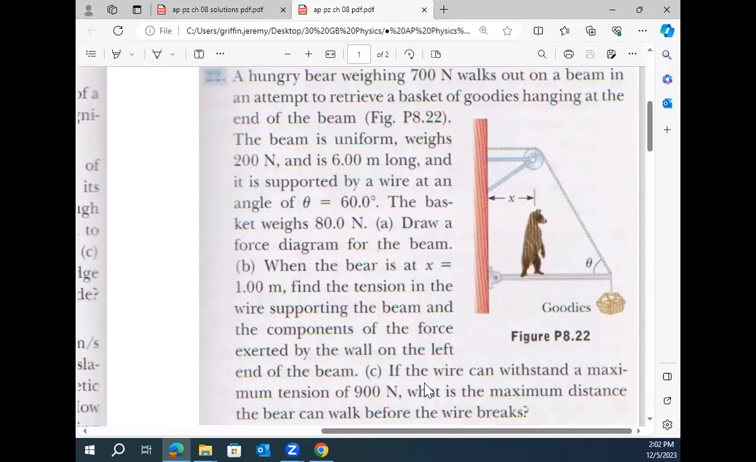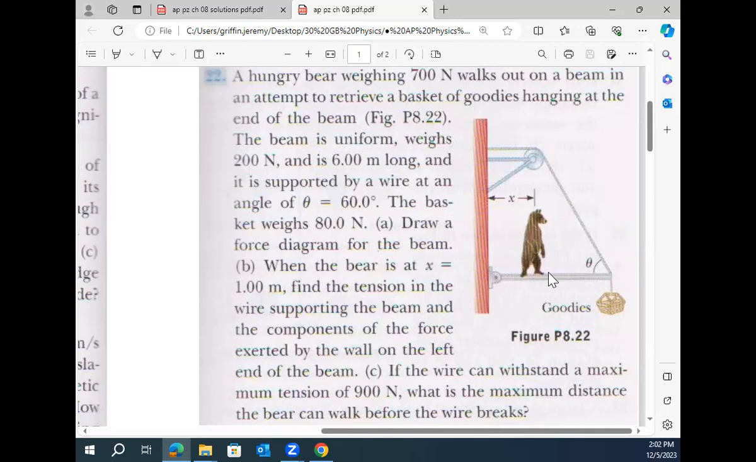And then another question: if the tension can go up to some value, then how far out can the bear walk? Because as the bear walks to the right, you guys think the tension is going up, up, up, up. You set up a torque equation to answer that, and then set the tension to the maximum tension. And there's going to be some location the bear can go from that pivot point. Now, I gave you guys a simplified version of this a few days ago as a starter question.